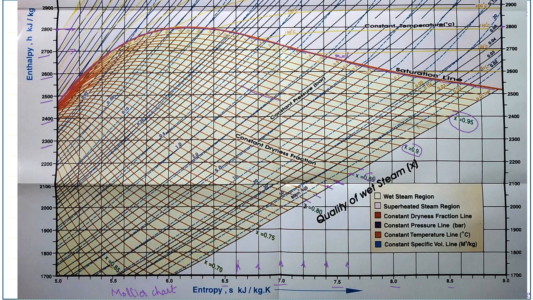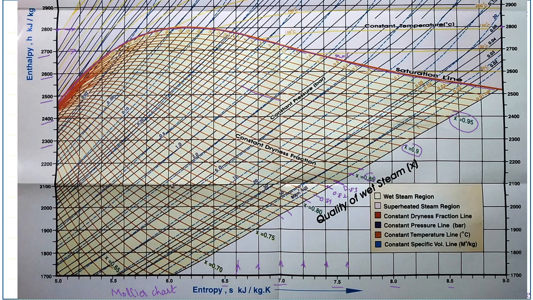So here it is 0.8, here it is 0.85. So this is 0.81, 0.82, 0.83. So these curves are representing the constant dryness fraction curves. We can call these constant dryness fraction curves. So this is about the constant dryness fraction curve.